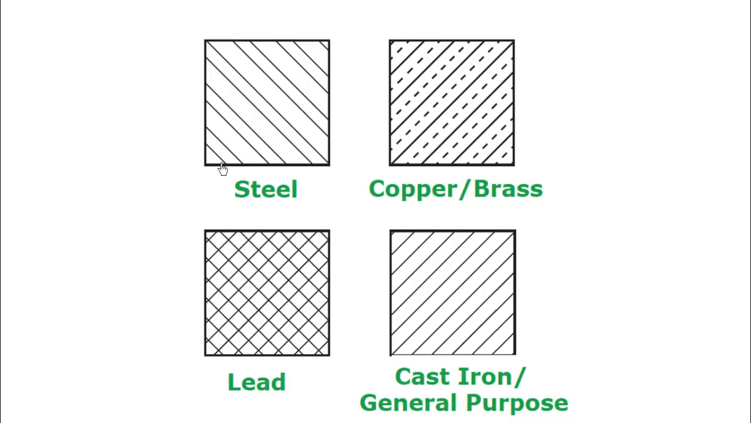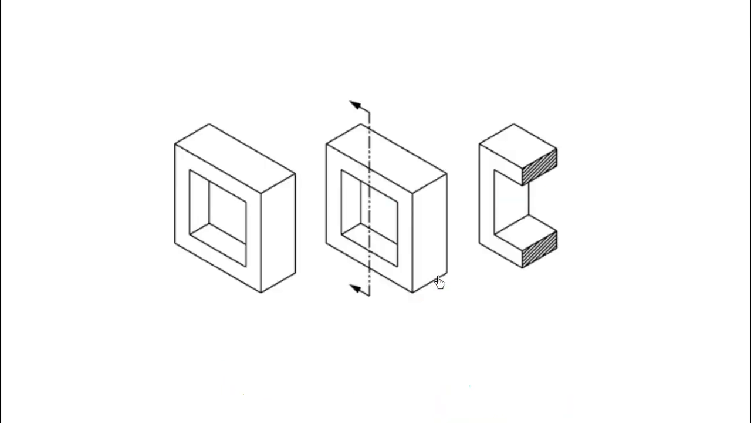Here you see, for steel this type of section lines are used. For copper or brass this type of section lines are used. For lead this type of section line is used, and for cast iron or for any other general purpose this type of section lines are used. These are mostly diagonal lines.